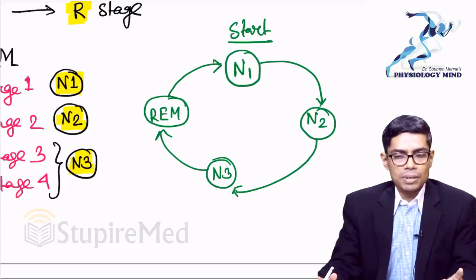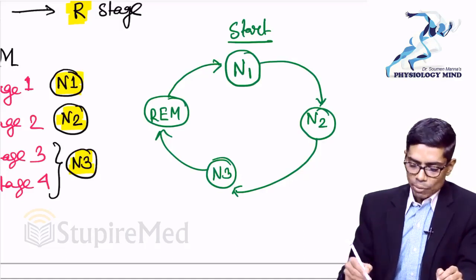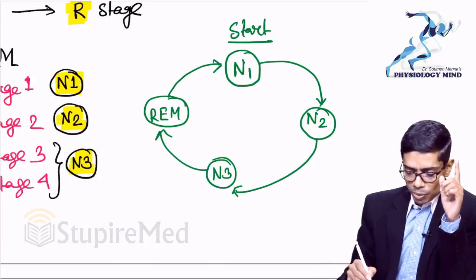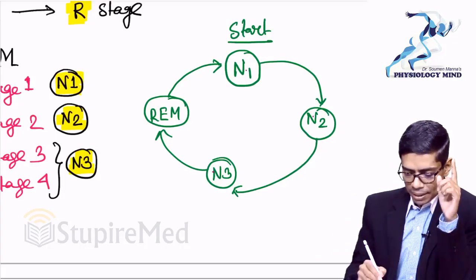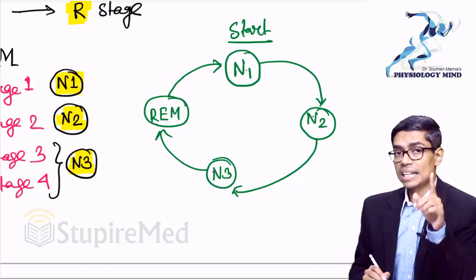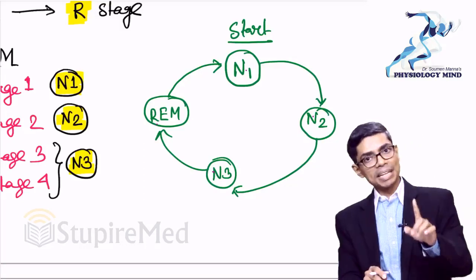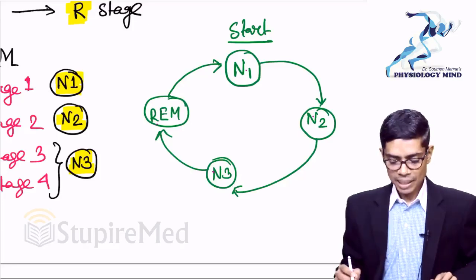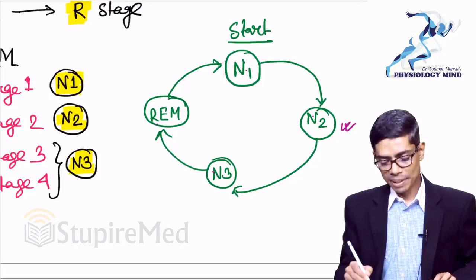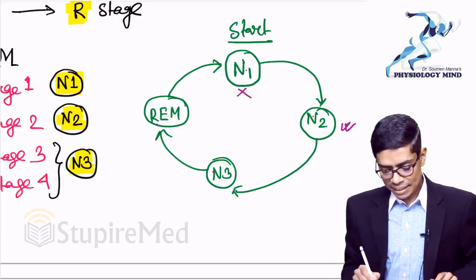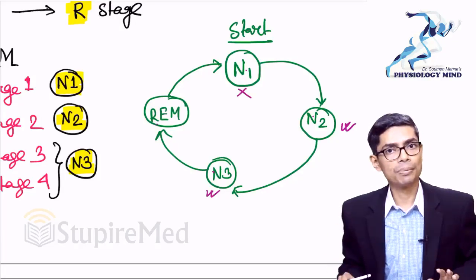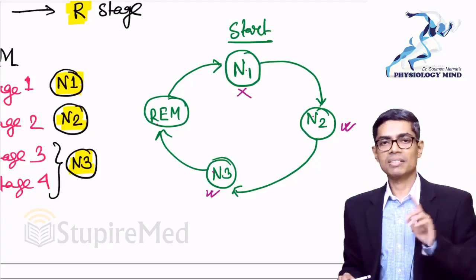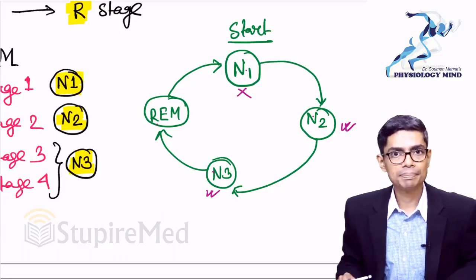But please note down, although we are saying that N1 to N2, N3 then REM, the cycle will always move from N1 to N2, N3, REM for the first cycle only. After that, it may or may not follow each stage. After the first cycle, you may directly enter into N2 bypassing N1. You may directly enter into N3 bypassing N2 also. That means the first cycle maintains all the stages, but after the first cycle, it becomes irregular.